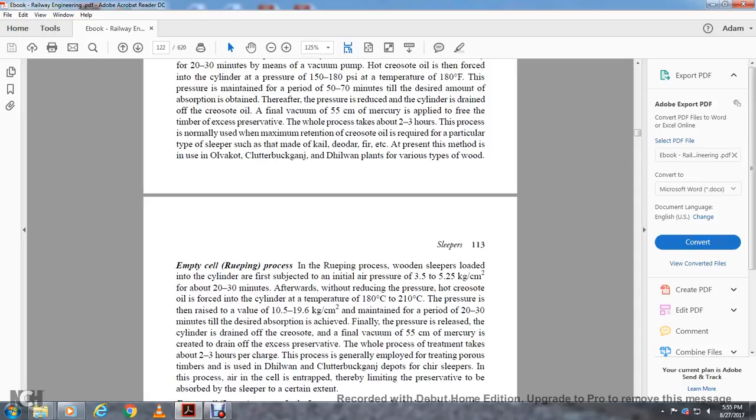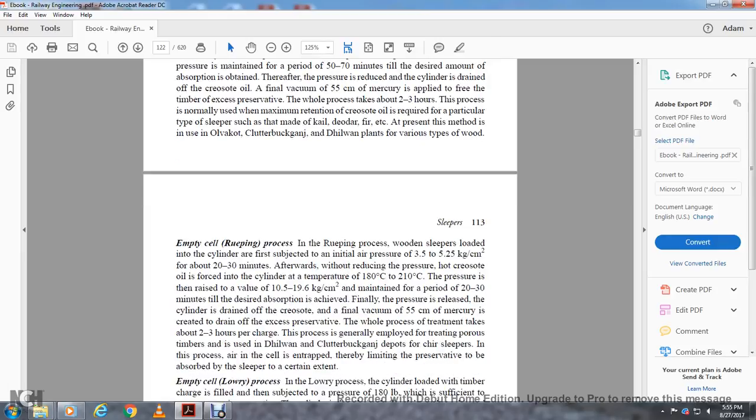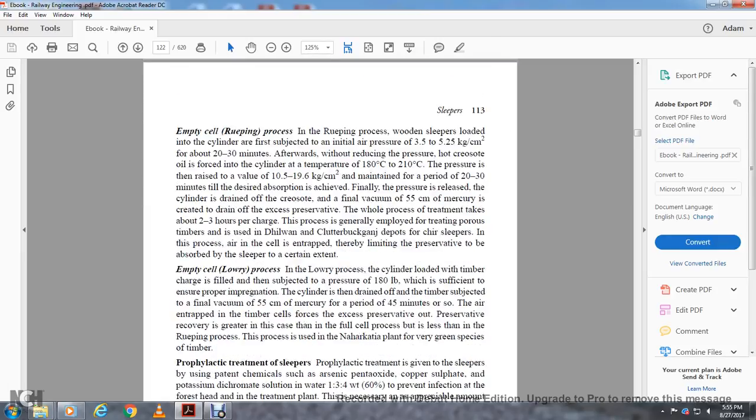The cylinder is drained off the creosote oil, and a final vacuum of 55 centimeters of mercury is created to drain off the excess preservative. The whole process of treatment takes 2 to 3 hours per charge. The process is generally employed for treating timbers at the Dehradun, Clutter, Bangalore, and other depots, for Sal sleepers, and the process leaves air cells entrapped, thereby limiting the preservative to be absorbed by the sleeper to a certain extent.